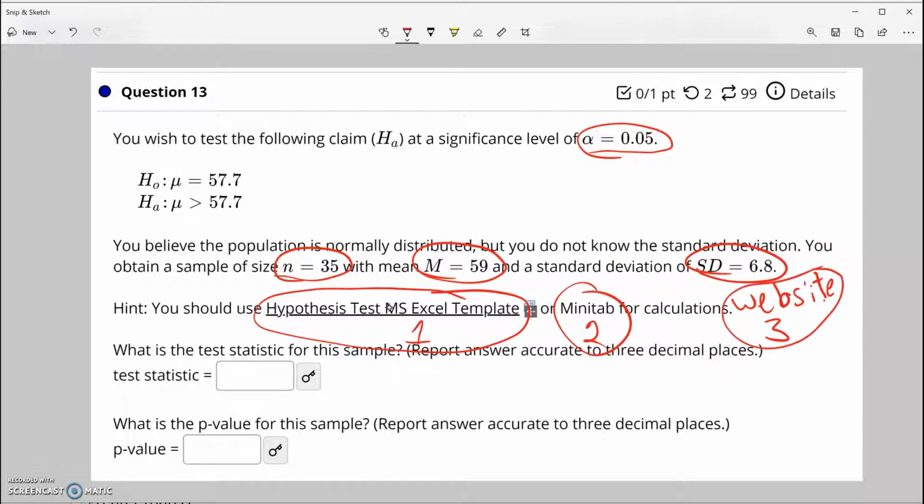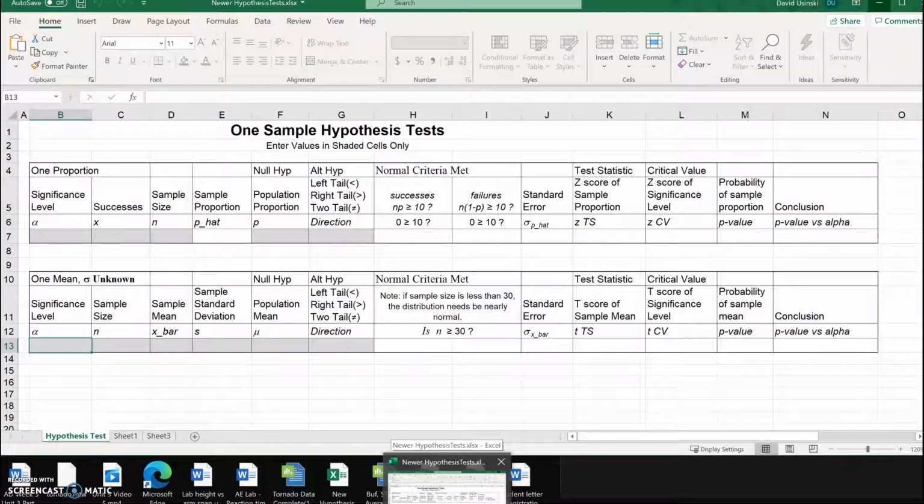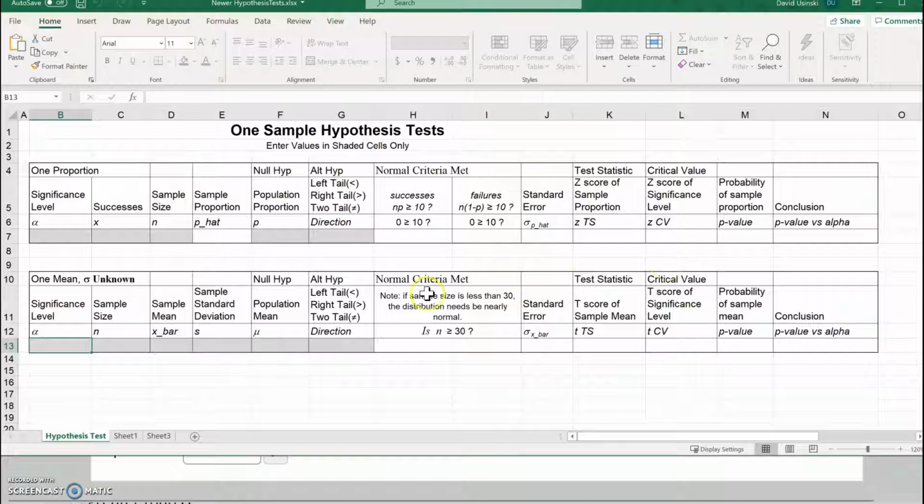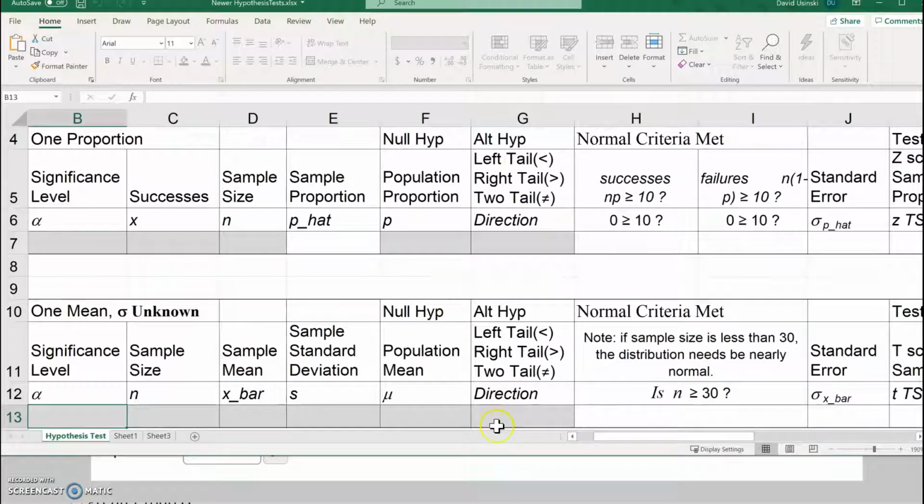Okay, so let's first start with the hypothesis template. I've updated it to include some other things, so I may have to update this link, but it may look just slightly different than what you have on your version. I do apologize, this is tiny, so let me first zoom in here.